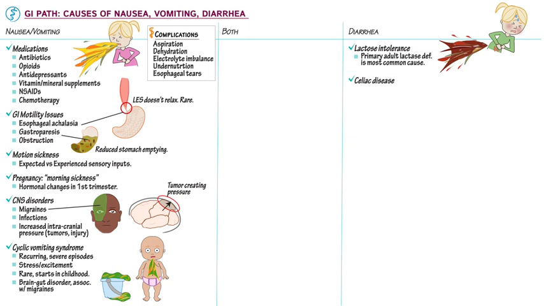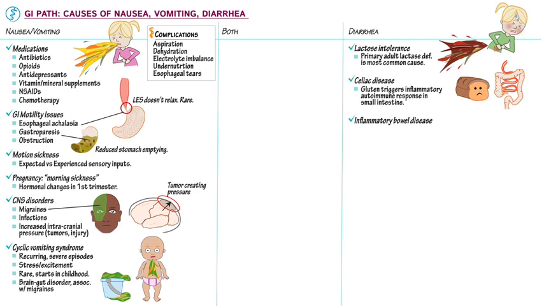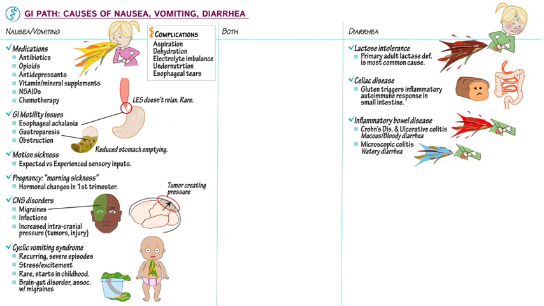Then indicate that celiac disease is another dietary cause of diarrhea. In some individuals, gluten, which is found in wheat, rye, and barley, triggers an inflammatory autoimmune response in the small intestine. Another type of autoimmune disease that causes diarrhea is inflammatory bowel disease, which includes Crohn's disease and ulcerative colitis. We show that they are characterized by mucus and bloody diarrhea, respectively. Indicate that inflammatory bowel disease also includes microscopic colitis, which is characterized by watery diarrhea.